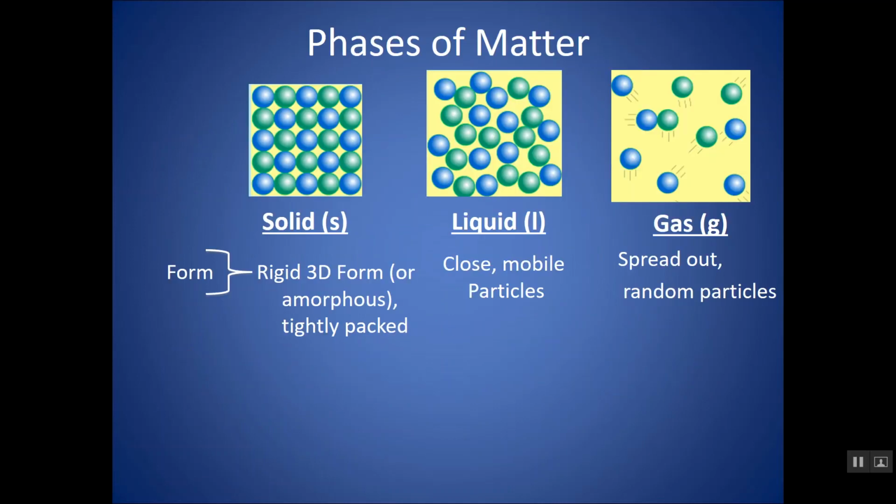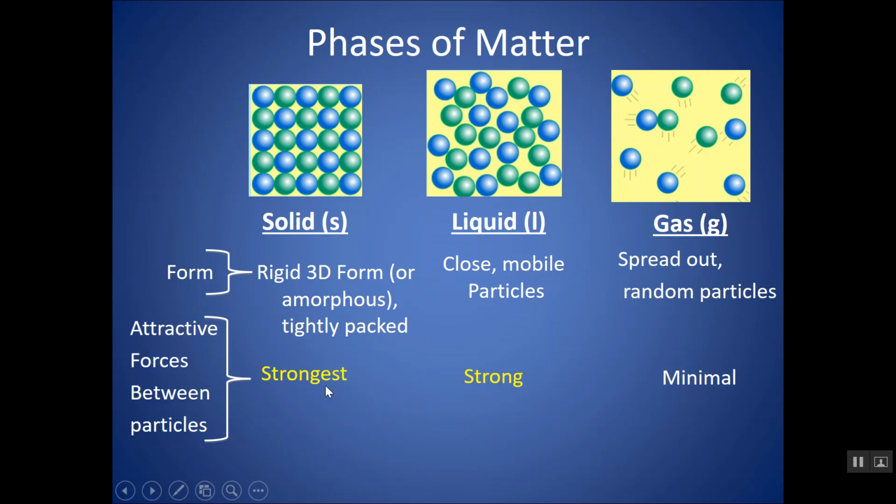Okay. Remember your different phases: solid, liquid, and gas. Your solids are tightly packed together in a rigid form. Liquids are still pretty tightly packed, but they are able to move past each other. You're starting to have mobile particles, and gases are very spread out, moving very quickly. To have this rigid shape, solids have the strongest attractive forces between particles. We call those intermolecular forces. Your liquids are strong. Your gases have minimal forces between them. Based on kinetic molecular theory, we said there's actually negligible force, though in real gases we know there might be some IMFs there.